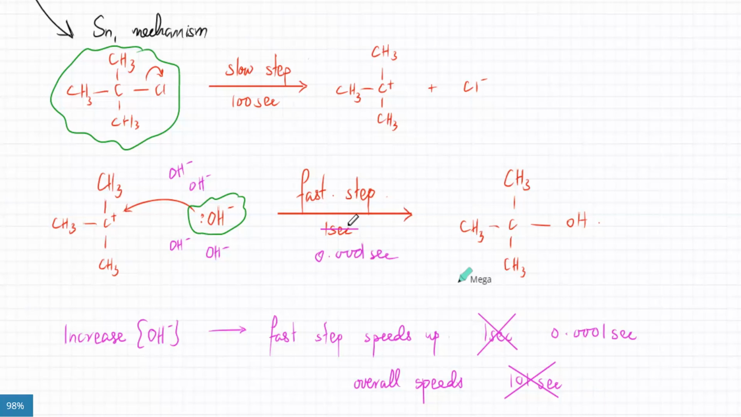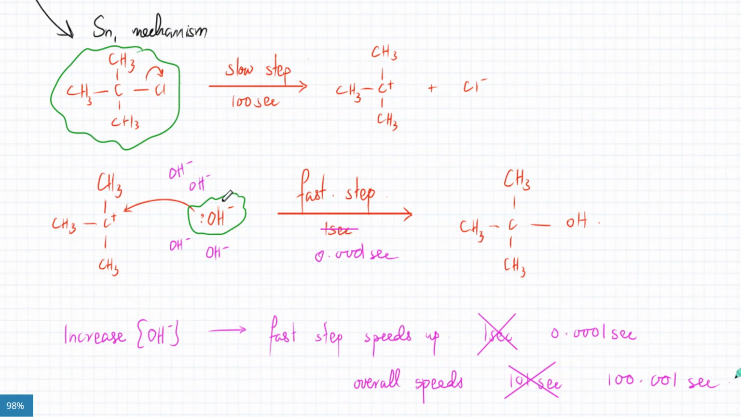So the overall speed goes from 101 seconds to 100.001 seconds, right? So what difference did it make? Like, I increased the OH ion concentration, the overall speed of the reaction hardly changed. It went from 101 seconds to 100.001 seconds.